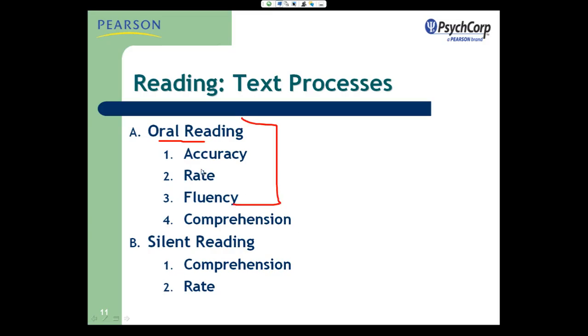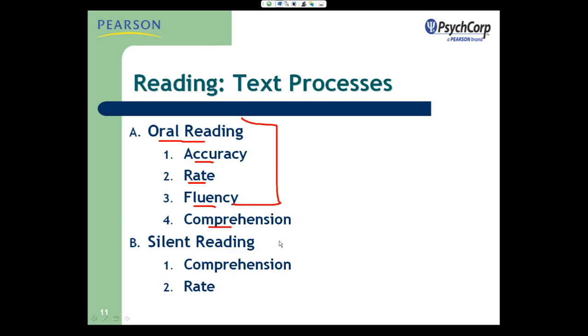And ultimately, what we want with oral reading, we want you to be able to name the words accurately. We want you to be able to name them quickly. And then we want you to be able to read fluently with prosody so that I know as you're reading, you're understanding the text. And then ultimately, we're going to ask you some comprehension questions.